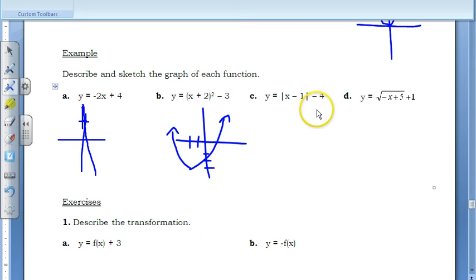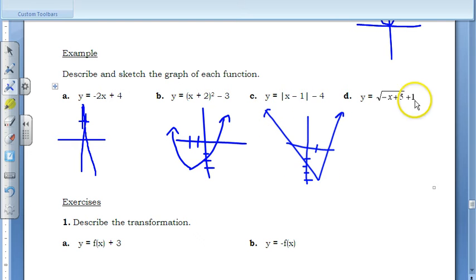The bars will make this one look like a V shape. The −1 means it'll be 1 unit to the right, and the −4 means 4 units down. So V shape right there. Last one, the negative is a reflection. The x plus 5 is a translation 5 units to the left. The +1 is 1 unit up. So that's 1, 2, 3, 4, 5 to the left, 1 up, and it got flipped. Rather than going the positive direction, now it's going the negative direction.